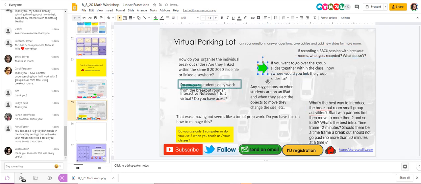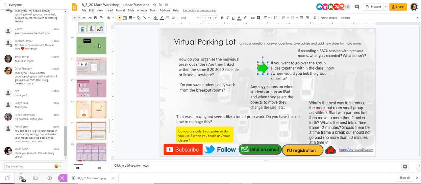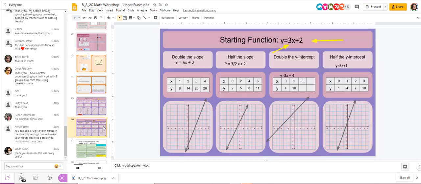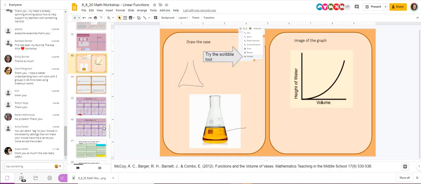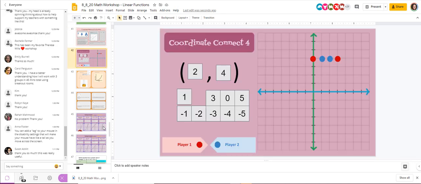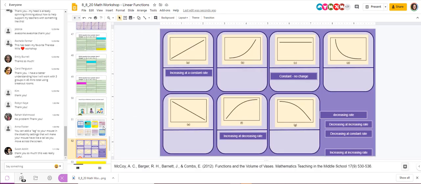If you want to go over the group slides together within the class, where would you link the group slides? What I've done on slides 40 through 46 is I selected slides from different groups that I want to go over in class. So when I was in the breakout room, I just copied the slide directly from them. I'm not the author of these. Other people are the authors. I've just gone in and selected them, and I would use these in my whole group discussion. So just copy and paste them right in.